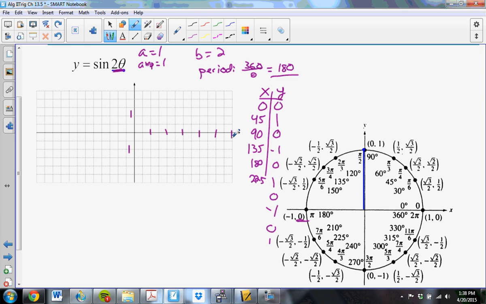For a while. Count by 45, so here's 90, here's 180, here's 270. Oops, I'm sorry, I'm counting by 45, so those hashes are coming too soon. Negative 90, negative 180, negative 270. And let's just plot down our points now. I have the point 0, 0, 45, 1, 90, 0, 135, negative 1. These just go high, middle, low, middle, high, middle, low.